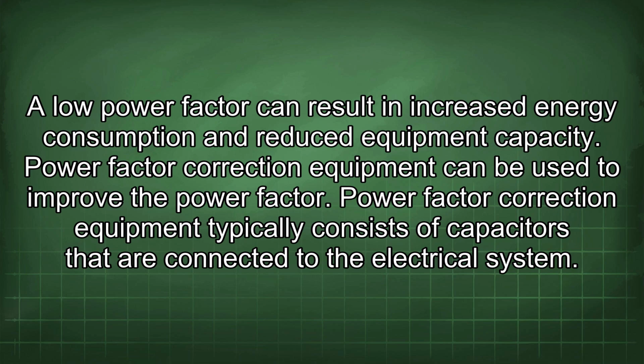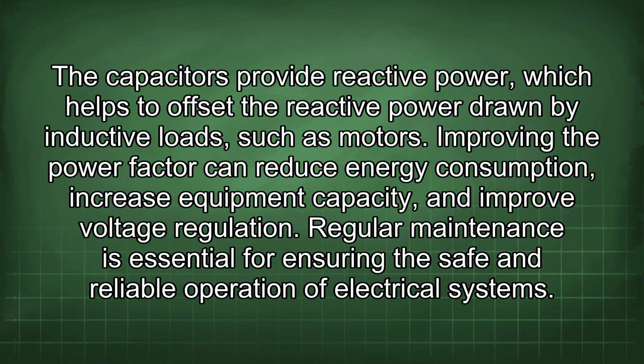Power factor correction equipment can be used to improve the power factor. It typically consists of capacitors that are connected to the electrical system. The capacitors provide reactive power, which helps to offset the reactive power drawn by inductive loads, such as motors. Improving the power factor can reduce energy consumption, increase equipment capacity, and improve voltage regulation.